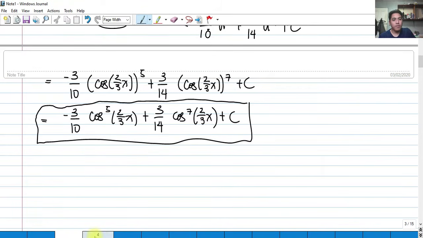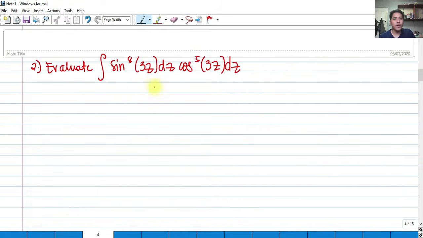Alright, let's try another problem. Evaluate the integral of sine raised to 8 of 3z multiplied by cosine raised to 5 of 3z dz. I'm sorry, this should have only one dz. We know that this is our m and this is our n, and whichever is odd, we split that off. In this case, we have an odd exponent for cosine, so we're going to split off one cosine.